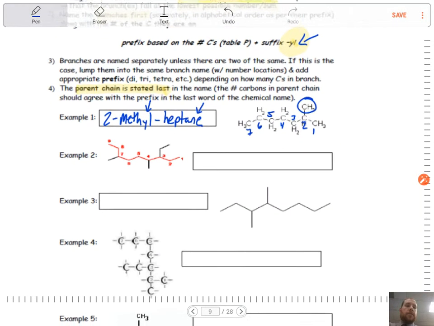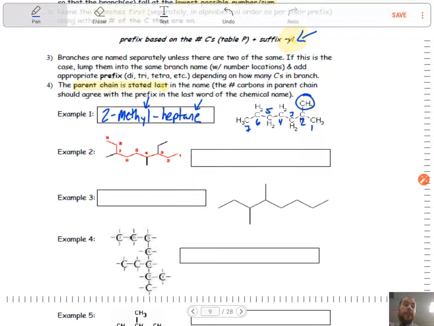So take a look at example number 2. It's going to take practice. You've got to practice this. You're going to see a couple organic molecules on the exam that you're going to have to name or identify functional groups, so you've got to commit some time to this.